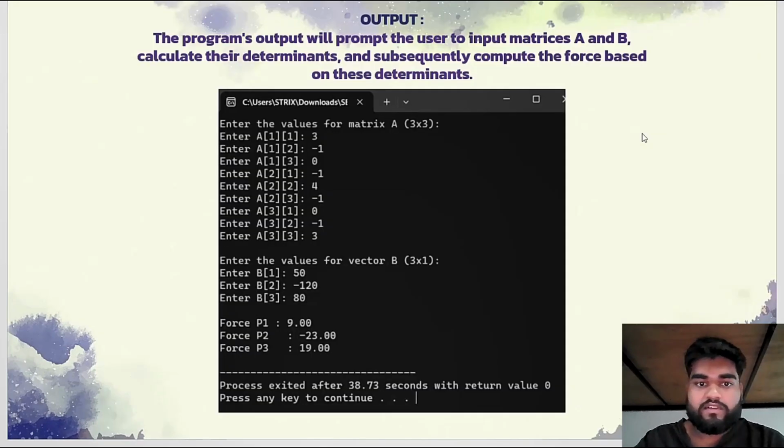So this is the output. The program will prompt the user to input matrices A and B, calculate their determinants, and subsequently compute the force based on these determinants. You can see the picture. I have attached an example output with the values for matrix A and the values for vector B. Lastly, the answer that I get: force for P1 is 9.00, force for P2 is negative 23, and force for P3 is 19. So this answer is the same as Tarshan showed in the manual calculation.